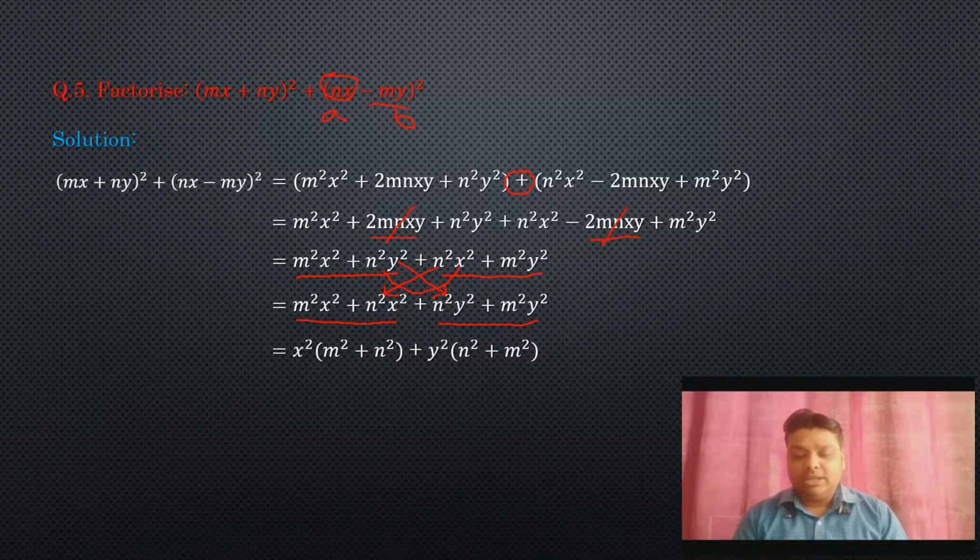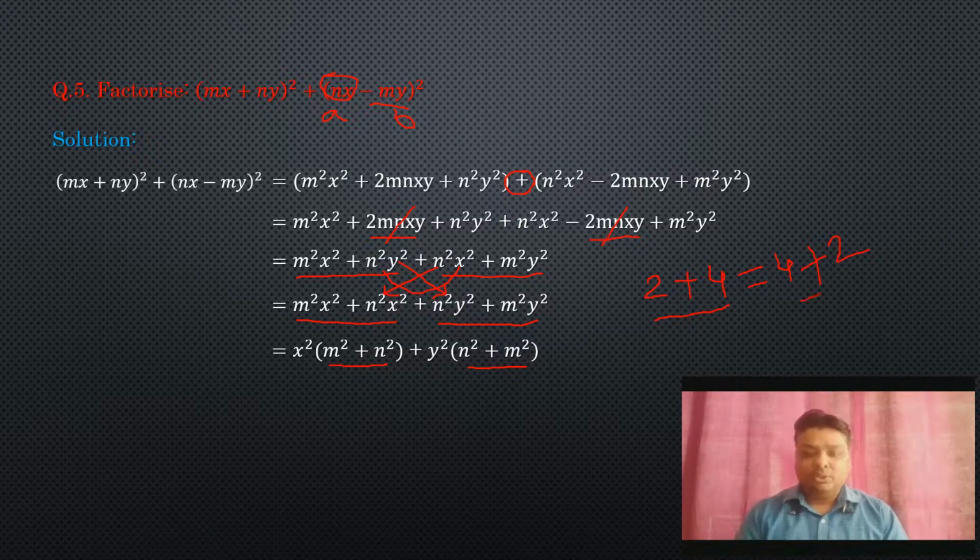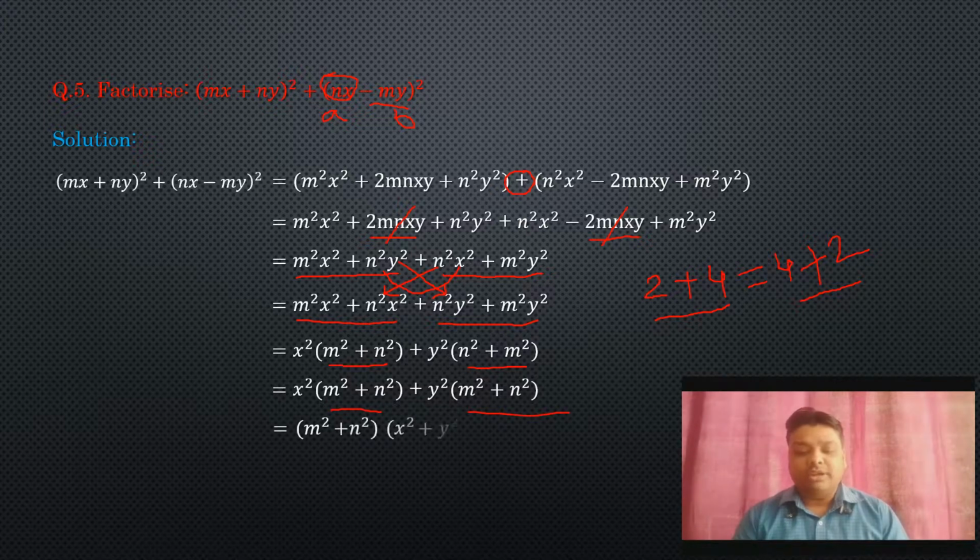But here you can see m square plus n square and n square plus m square. Now if I say 2 plus 4, can we say that 2 plus 4 is equal to 4 plus 2? Yes, we can. It means if the sum of two numbers is given, then in this case we can interchange them. So we can write it as the same number. Now you can see both are like terms, so we can take them common, and the leftover is x square plus y square.